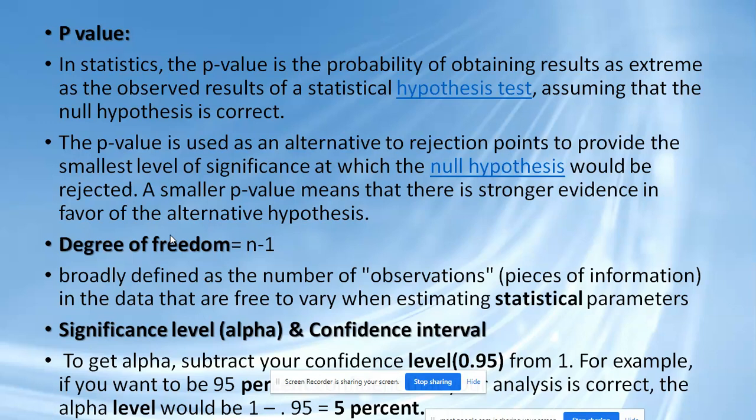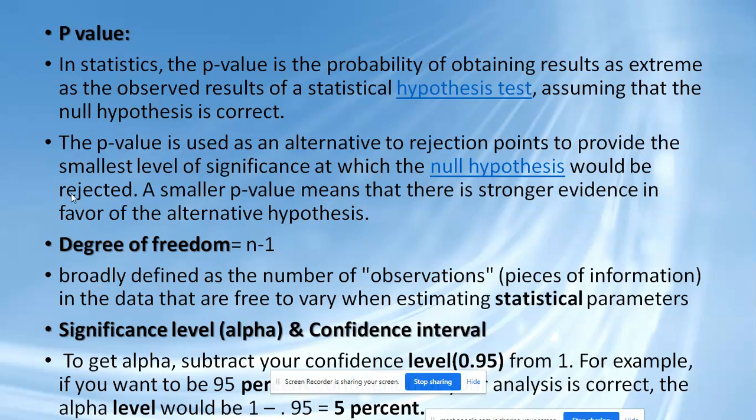So it is broadly defined as the number of observations, that is pieces of information in the data, that are free to vary when estimating the statistical parameters. So there is this much percent of variation allowed. Okay, that is nothing but n minus 1, so 299. So strong evidence. Okay, we always want to have strong evidence for our research.